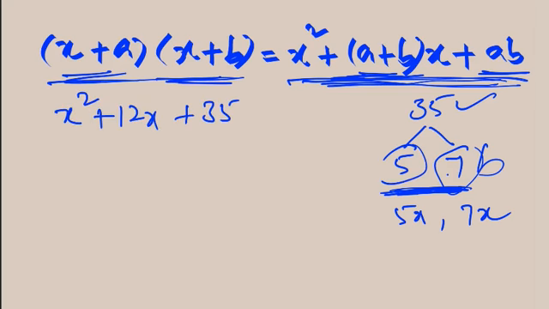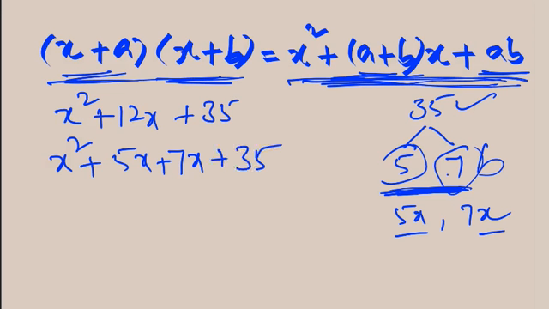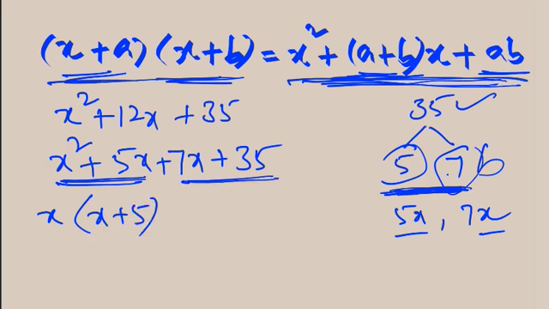For the same problem, we can use another way also. For example, here we got 5x and 7x. Now I'll write x square plus 5x plus 7x, since 5x plus 7x is 12x, plus 35. Now take these two terms. What is common in them? Here x is common. If I take x common, x plus 5 is left. And from the other two, plus is there, and 7 is common, 7 fives are 35. Then I'll write x plus 5.